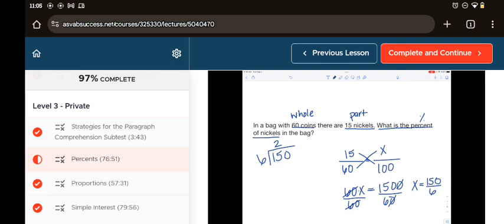6 goes into 15 2 times. 6 times 2 is 12. 15 minus 12 is 3. I bring down the 0. 6 goes into 30 5 times. 6 times 5 is 30. 30 minus 30 is 0. So here, my answer is 25%.